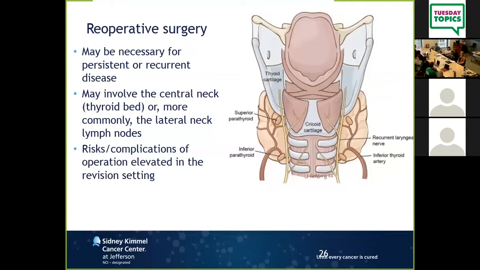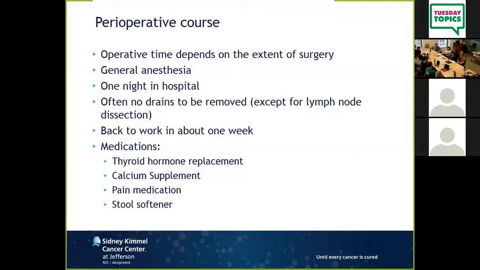Generally, the patients stay in the hospital for at least one night if they have the whole gland out. If they have just half of the gland out, it's oftentimes outpatient surgery, and patients are allowed to go home the same day, which is excellent. Most of the time people are about back to their work or their job in a couple of days to a week. Again, depending upon which surgery that they had, they may go home on thyroid hormone medication, but if they just had a lobectomy, then generally it's not needed. Sometimes they'll go home with calcium supplement, again with lobectomy, generally not needed.